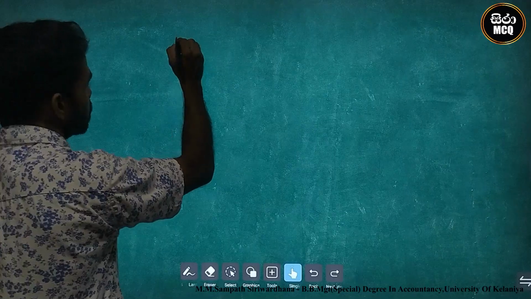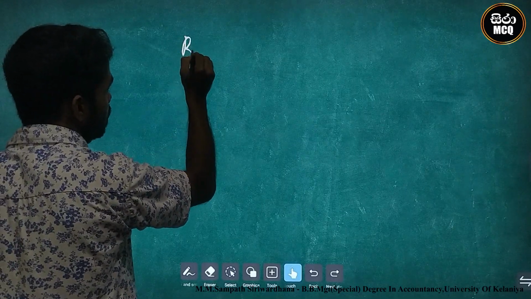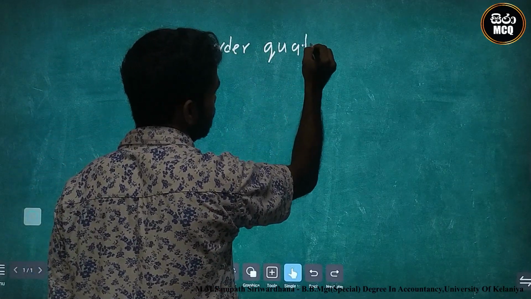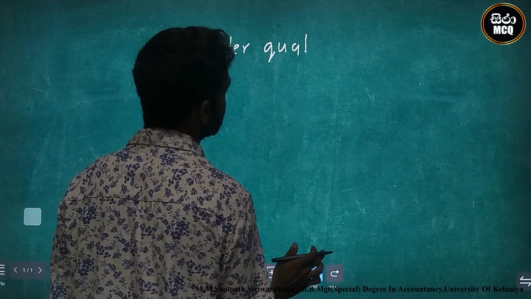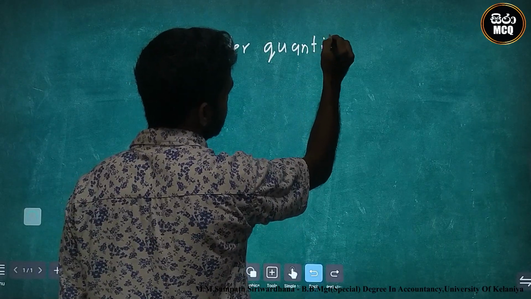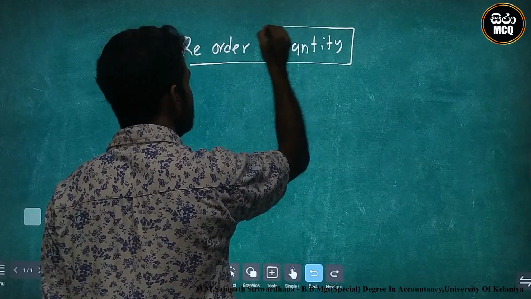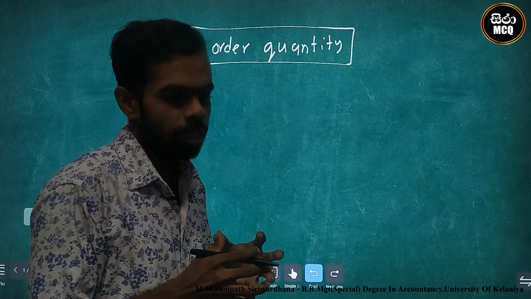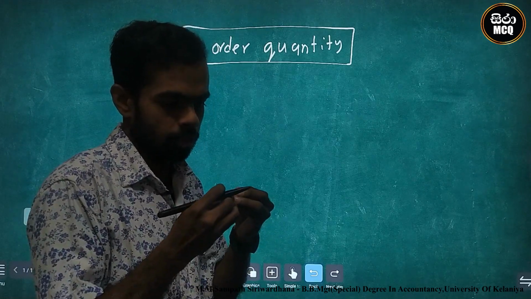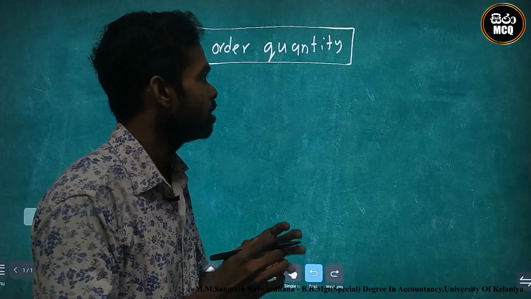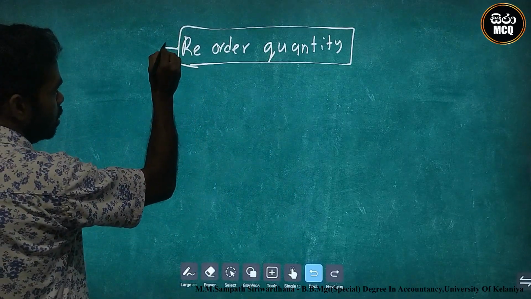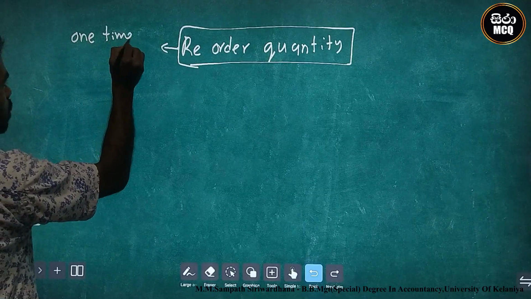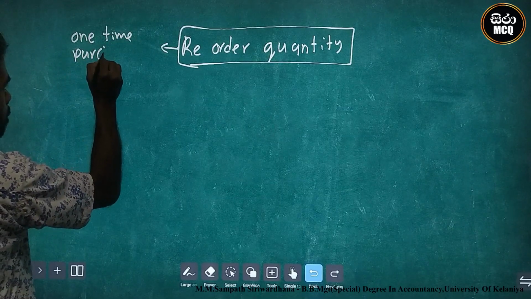quantity is. What is the meaning of the reorder quantity? Reorder means again we order some material or some goods quantity. Reorder quantity is the one-time purchasing units.